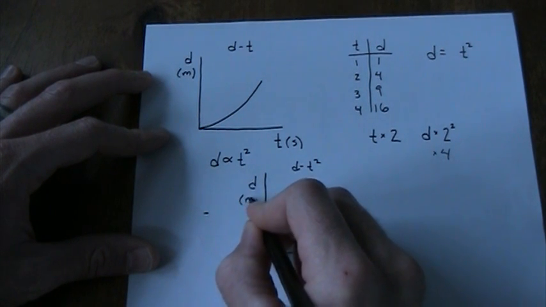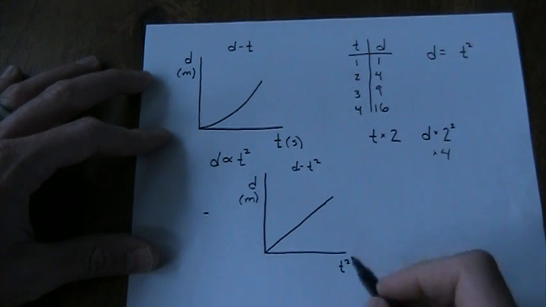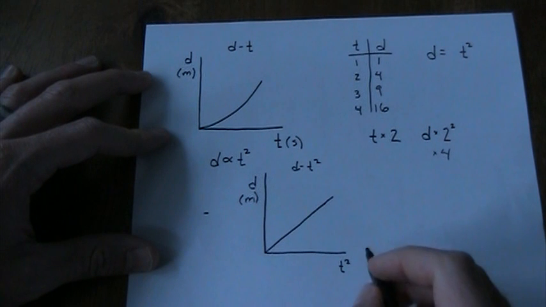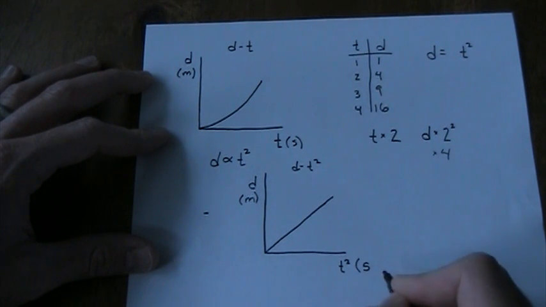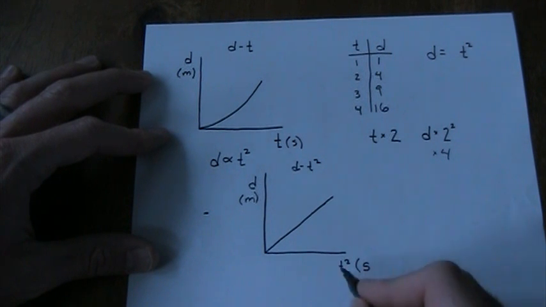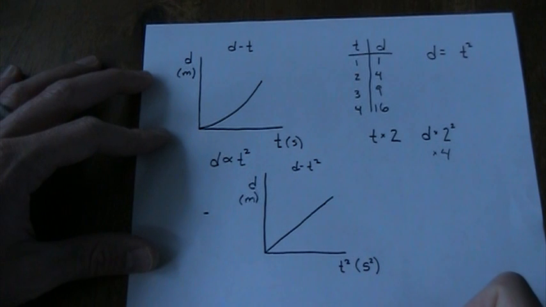This unit is still measured in meters. Whatever I do to my variable, I must do the same thing to the unit. So if time is measured in seconds, then time squared will be measured in seconds squared.